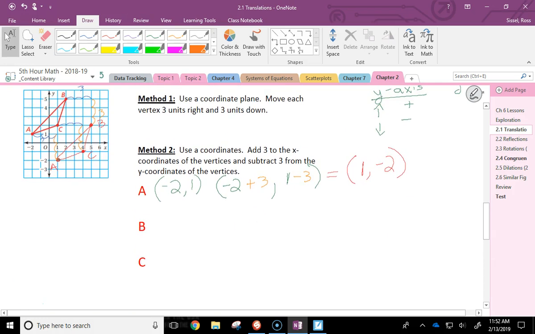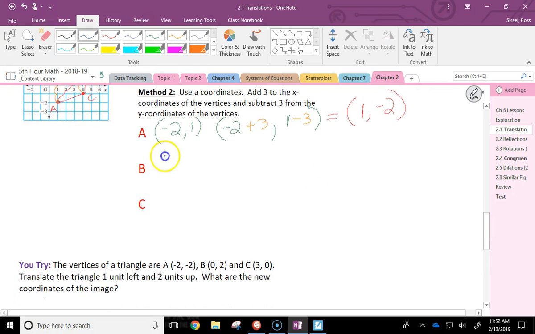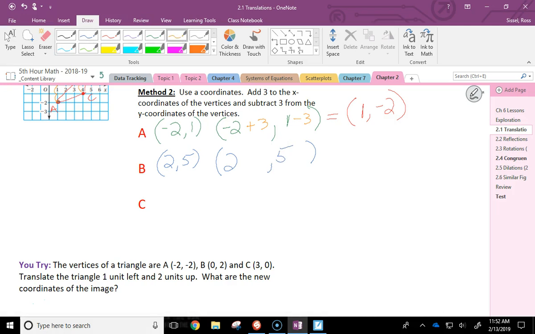If the coordinates for B were 2, 5. Okay, coordinates were 2, 5. Here's 2, there was 5. But in the instructions, they told us go right 3. So moving left and right affects our x-coordinate, so we add 3. They said go down 3, so that affects our y-coordinate. So I'm going to minus 3. And then you just solve.